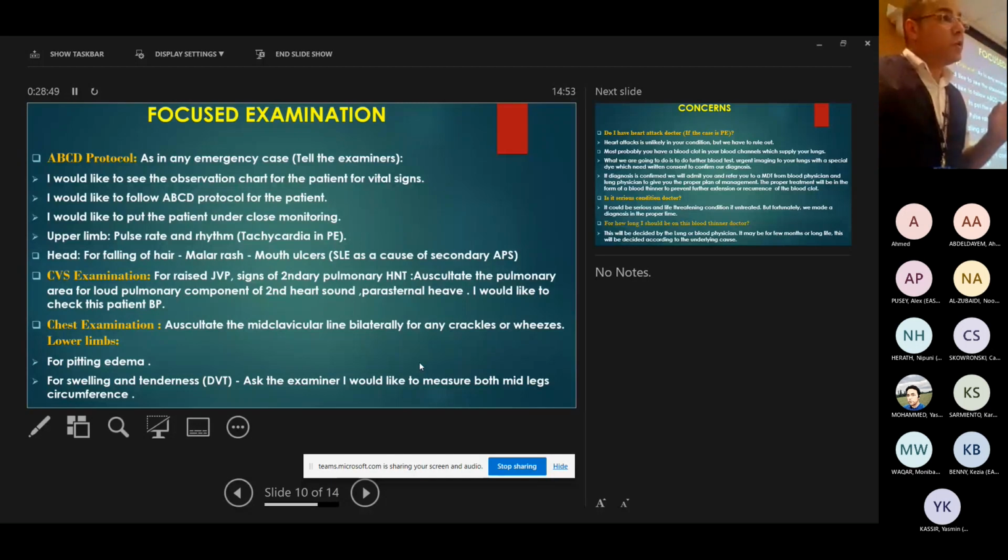The most important thing here in any acutely ill patient: don't touch the patient before ensuring that he's hemodynamically stable, and before telling the examiner the three things we mentioned about hemodynamic stability of the patient: ABC protocol, observation chart of the patient, and putting the patient under close monitoring. This is in the case of an acutely ill patient, upper GI bleeding, chest pain, shortness of breath. What else can come in the exam as acutely ill patients? Bronchial asthma exacerbation, whatever the case.